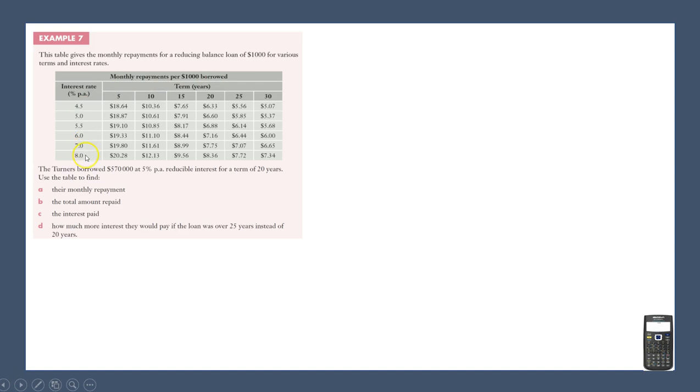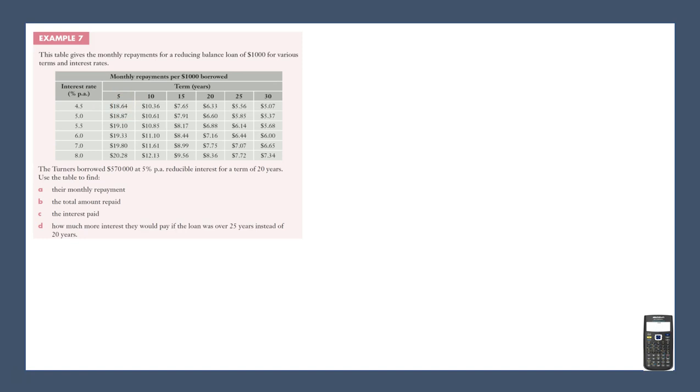We've got some fairly restrictive interest rates also, so 4.5% per annum. So this is definitely a yearly rate. And again, the terms, the time over which the loan's going to be paid off is either 5, 10 through to 30 years. Now, remember we said that these amounts in here represent the monthly repayment required to pay a loan of $1,000. So what does this $18.64 actually represent?